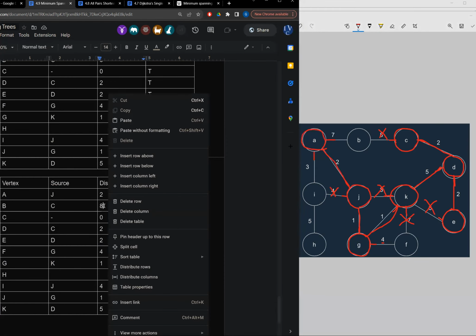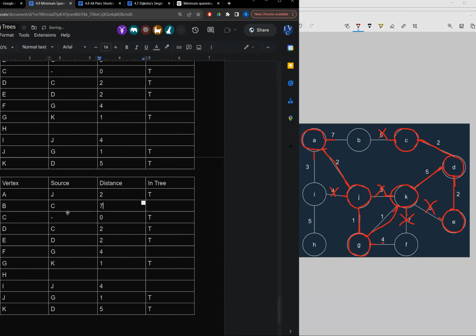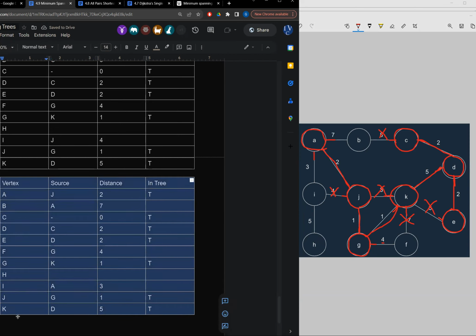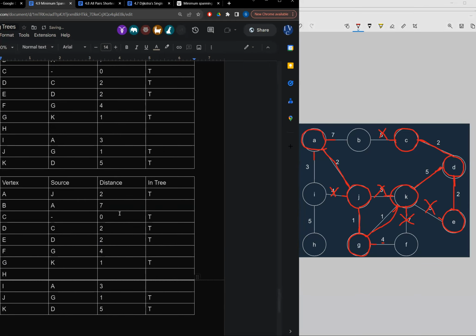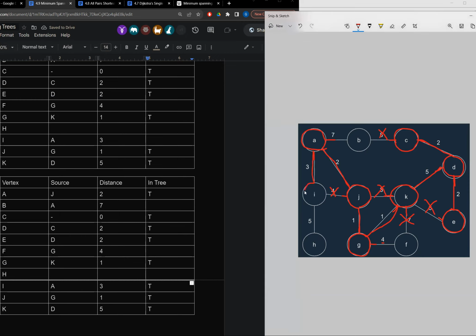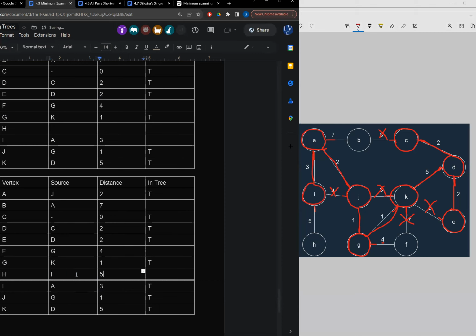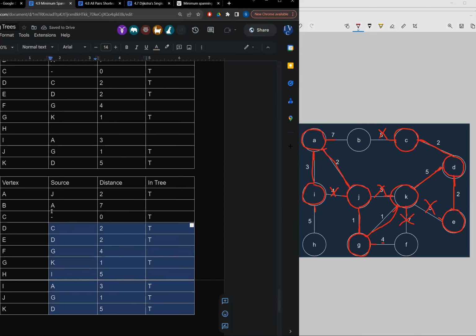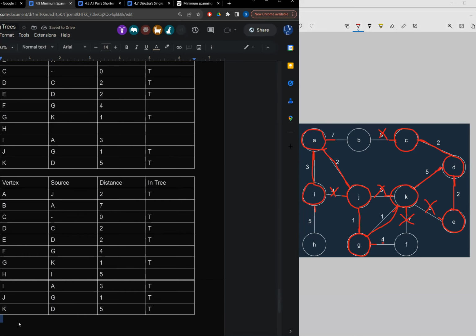All right, so B 7 via A, and I 3 via A. And 7, 4, 3. I in our tree tells us about 5. And move on to the next step.